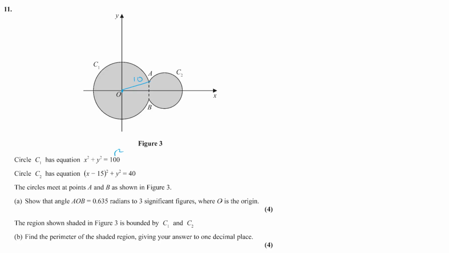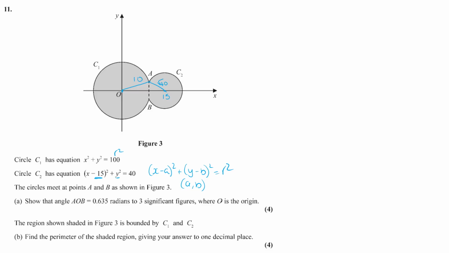In the other one, the equation of a circle which is not centered at the origin is x minus a all squared plus y minus b all squared is equal to r squared, where a, b is the centre. So you can see here this minus 15 means that this circle has got centre 15. The y on its own just means y minus 0. So the coordinate of the centre for C2 is going to be 15, 0. And again, we can put in the radius. The radius is root 40.